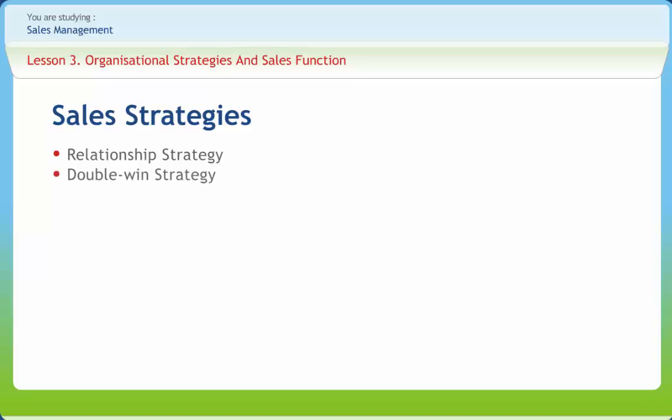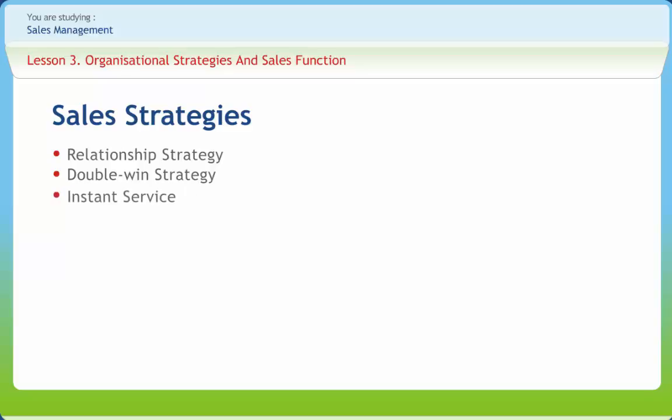In the double win strategy, the customer gets a price rebate. In this strategy, both the customer and the salesperson come out of the sale with a sense of satisfaction. The salesperson not only obtains the order, but sets the stage for a long-term relationship, repeat business, and future referrals.